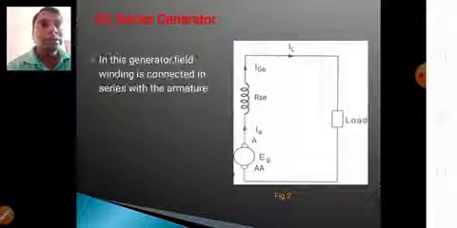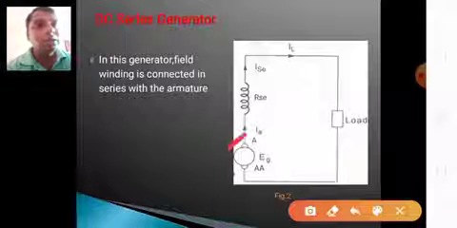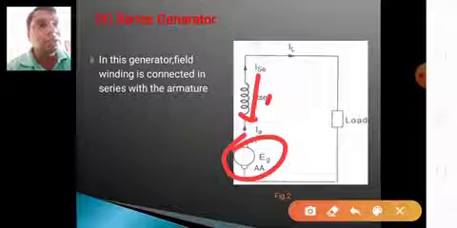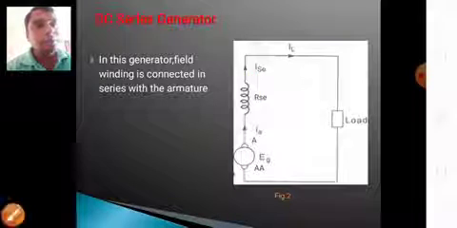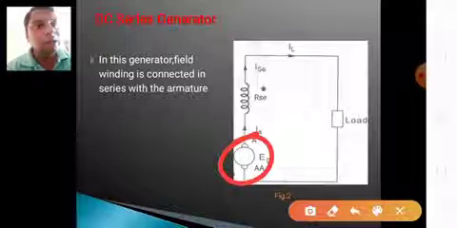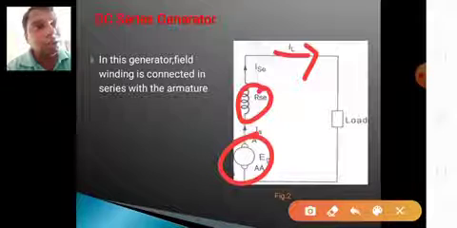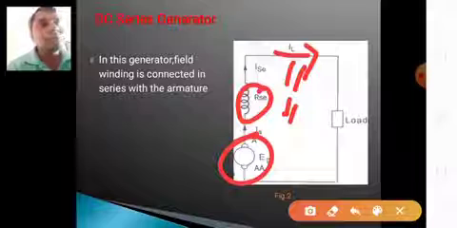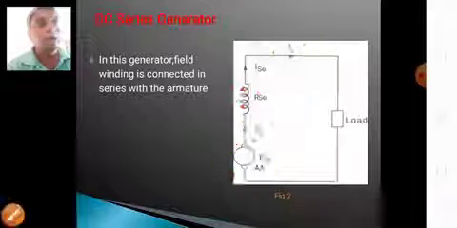In a DC series generator, the field winding is connected in series with the armature. Here it is the armature winding, and the series winding is connected with the armature. Here is the armature current, here is the series field winding, and here is the load current. Because these are connected in series, IA equal to ISE equal to IL.